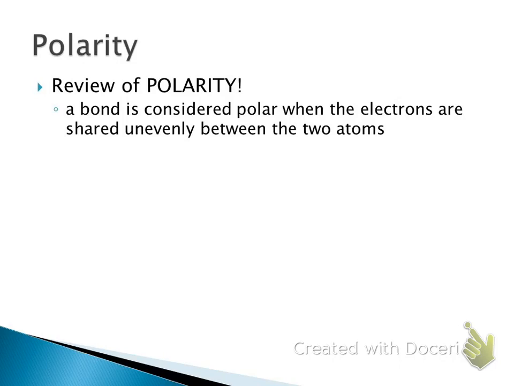And in a polar covalent bond, we have electrons that are shared unevenly, right? So uneven distributions of electrons within a polar bond. So on the scale of bonds, we have nonpolar covalent bonds, which means they share evenly or really close to evenly. We have polar covalent bonds, which means they share unevenly. And then we have ionic bonds.